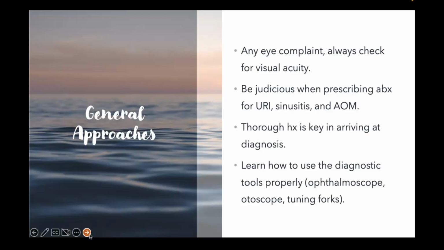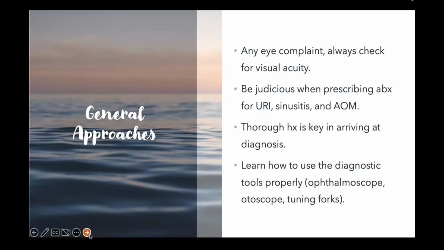So, general approaches when you're seeing someone with an ears, eyes, nose, and throat complaint. First of all, with any eye complaint, always check for visual acuity. Children 2 and over should be able to look at a visual acuity chart. Be judicious when prescribing antibiotics. Currently, we have a lot of antibiotic-resistant organisms, and we overprescribe for URI and sinusitis that are typically viral in cause. And then AOM, there are 2 different camps. Do we treat now or do we wait and watch? I'll talk more about that in a bit.